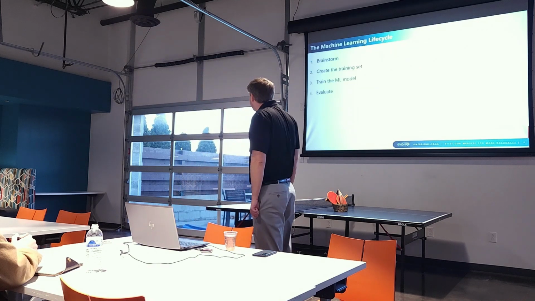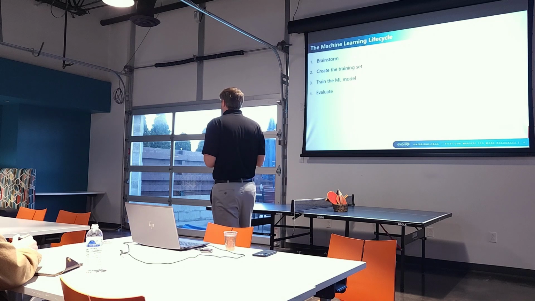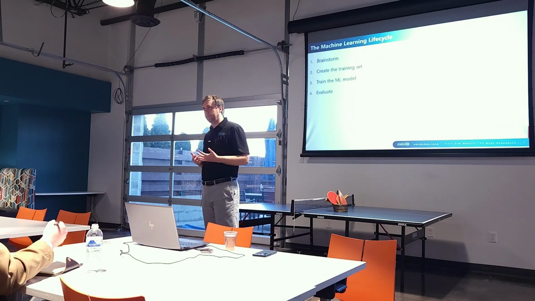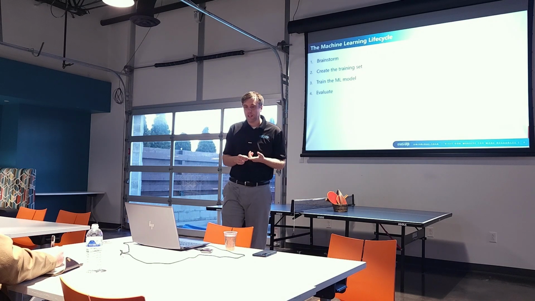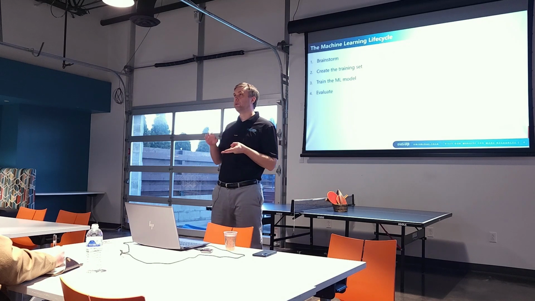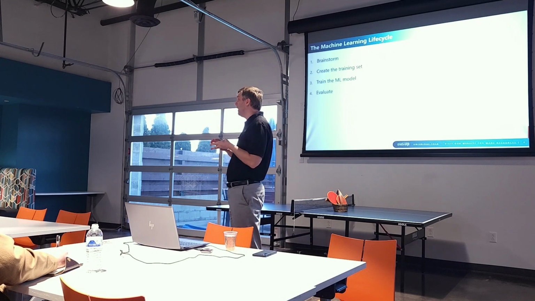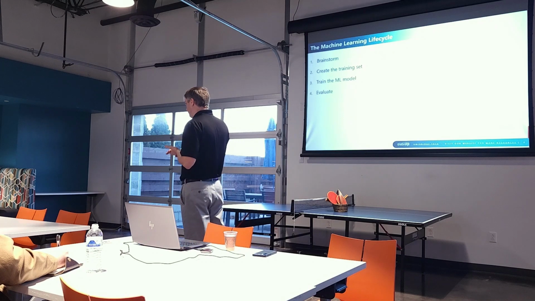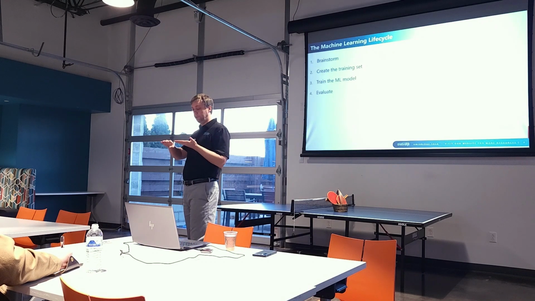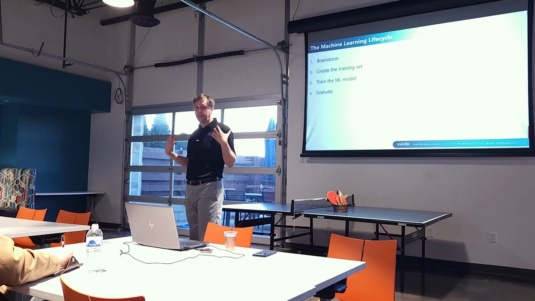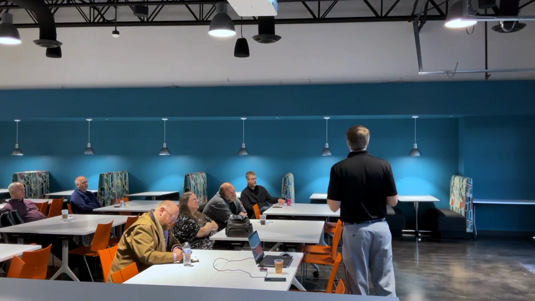Okay. So at a high level, we can break down the machine learning lifecycle into 4 parts. Brainstorming, creating the training set, training the model, and then evaluation. And the last step is you repeat that over and over and over again until you're happy with the result. So let's think about it.